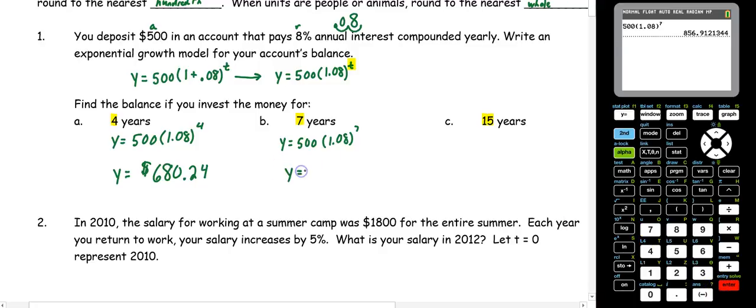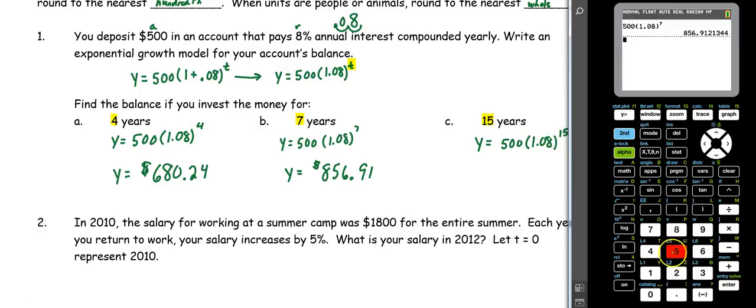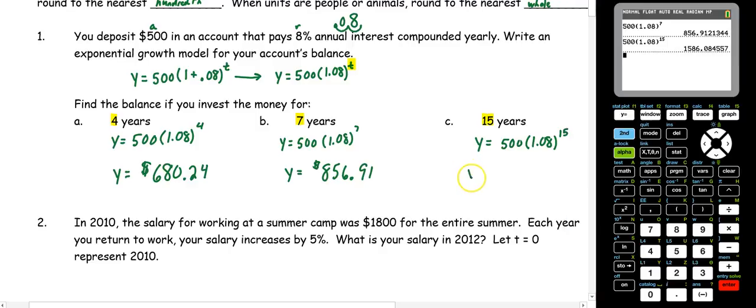Notice that our money should be going up. We should have more money now because it's been more years that we're increasing our balance. So our new balance now is $856.91 because the 2 tells us to stay at the number we were at. C, 15 years. So y equals 500 times 1.08 to the 15th power. Round to the nearest hundredth again. Y equals $15,086.08.